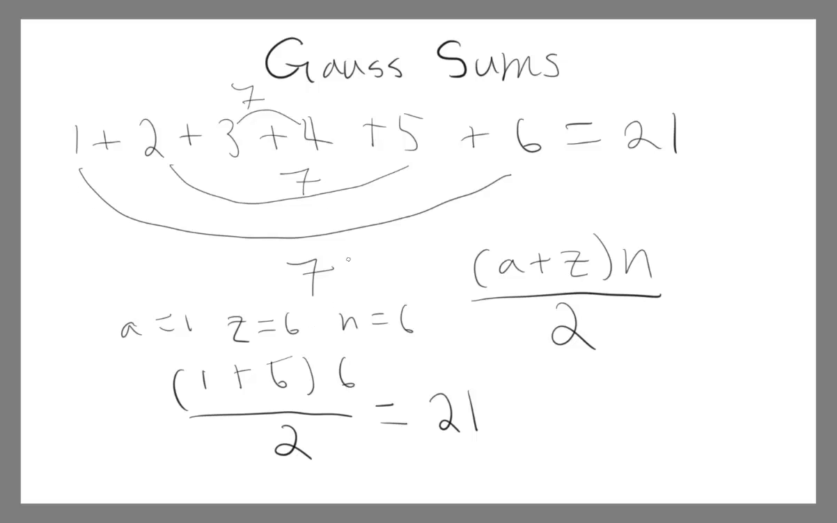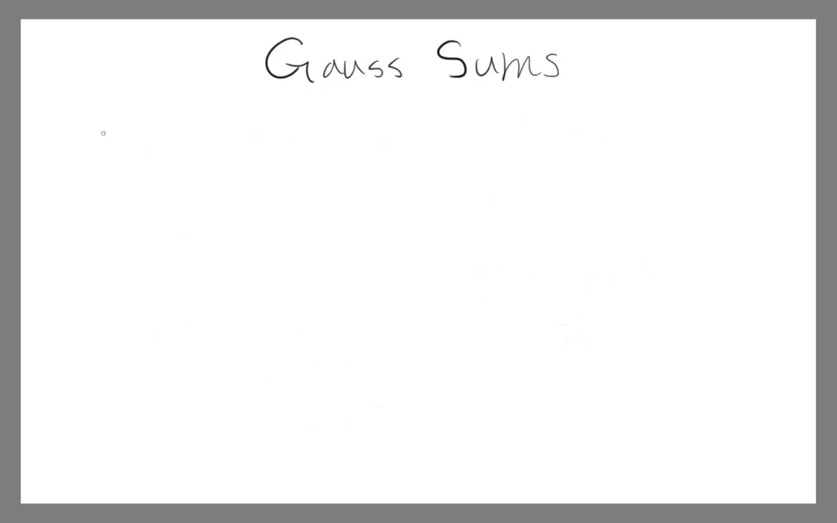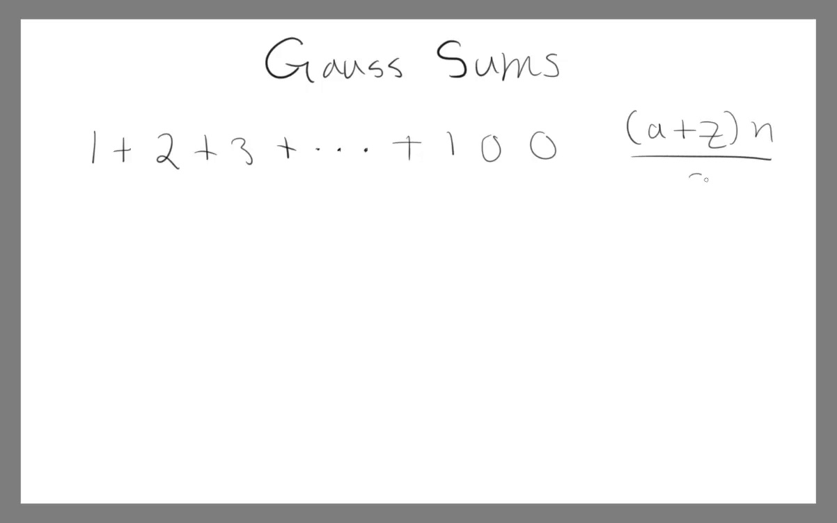So let's try this out with Gauss's problem. Gauss was asked to add all the numbers from 1 to 100 together. Obviously, we're not going to write every single number out, so let's just write a couple. 1 plus 2 plus 3, and then we will skip the middle ones, all the way up to 100. So our formula, if we recall, is a plus z times n divided by 2.